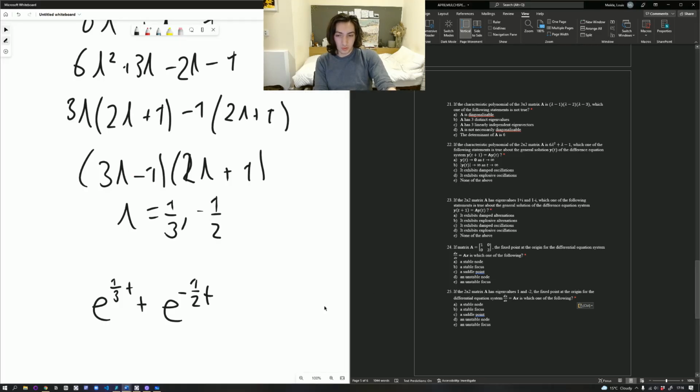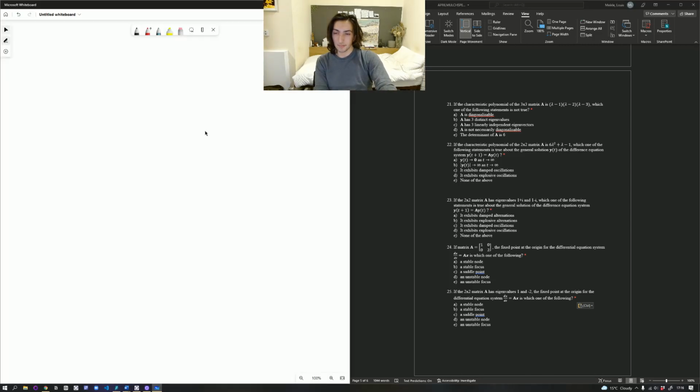Moving on to 23 now. Can I clear the whole canvas? There it is. Alright. The 2x2 matrix has eigenvalues 1 plus i and 1 minus i. Which one of the following statements is true about the general solution?